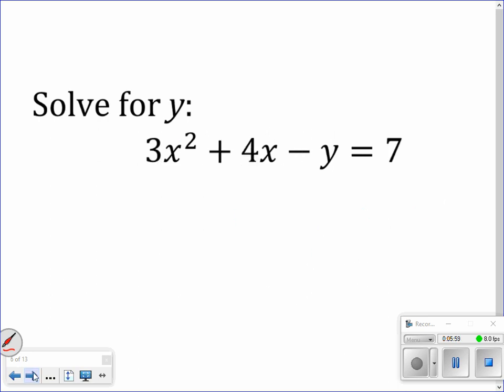All right, this one, I do like I did before. I want to move my y here to make it positive, then move my 7 back. So I have y equals 3x squared plus 4x, and the 7 turns into negative 7. That would be the fastest way.